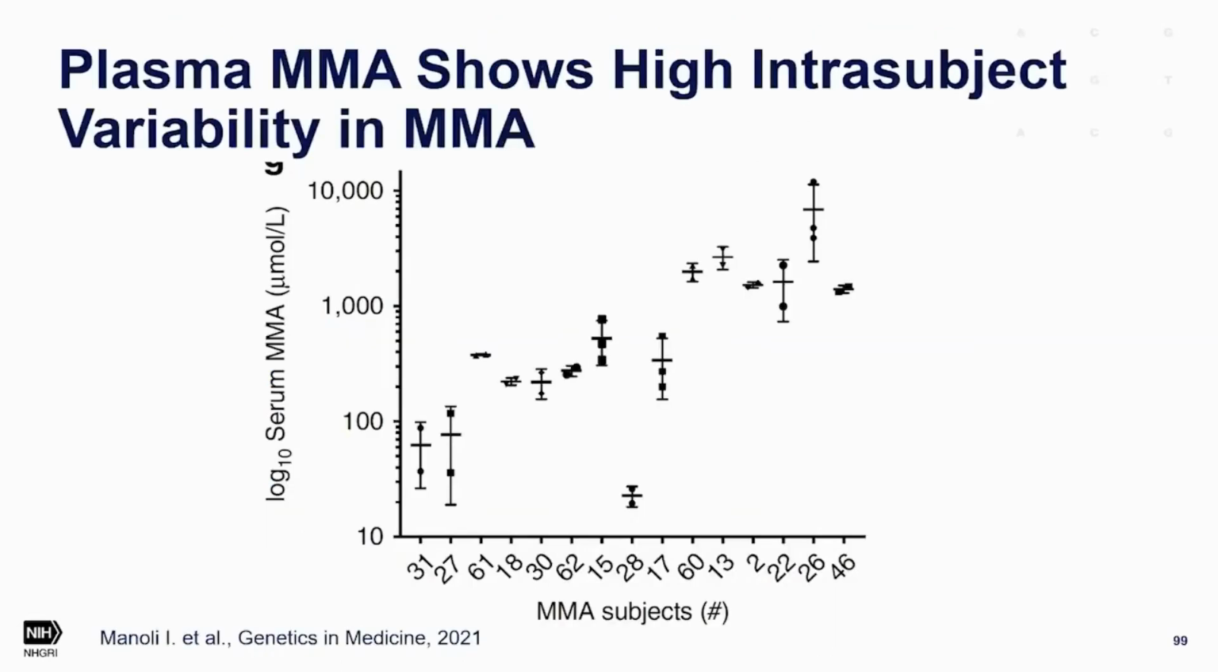While plasma MMA performed well under carefully controlled lab conditions, our natural history studies conducted in parallel revealed potential shortcomings of the metabolic biomarkers. For example, plasma MMA showed significant intra and intersubject variability in our natural history study.